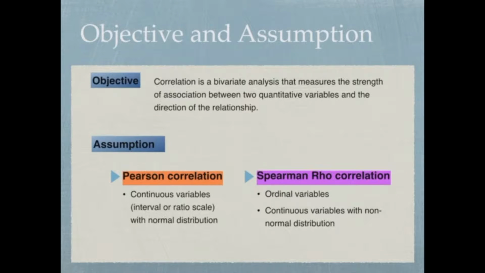Objective and assumption. The objective: correlation is a bivariate analysis that measures the strength of association between two quantitative variables and the direction of the relationship. Assumption: for a Pearson correlation, each variable should be continuous, interval or ratio scale, and the distribution should be normal. If one or both of the variables are ordinal in measurement, or continuous variables with non-normal distribution, then a Spearman rank correlation could be conducted instead.